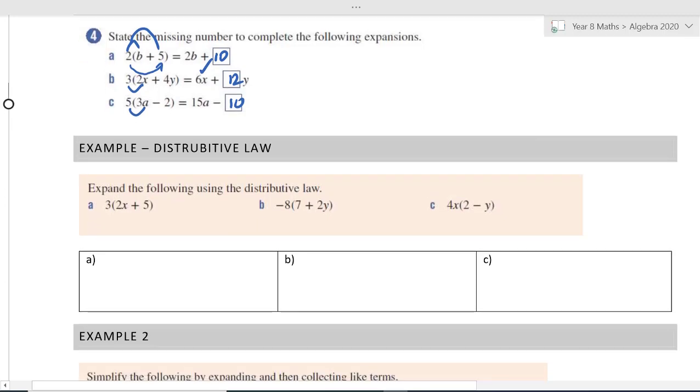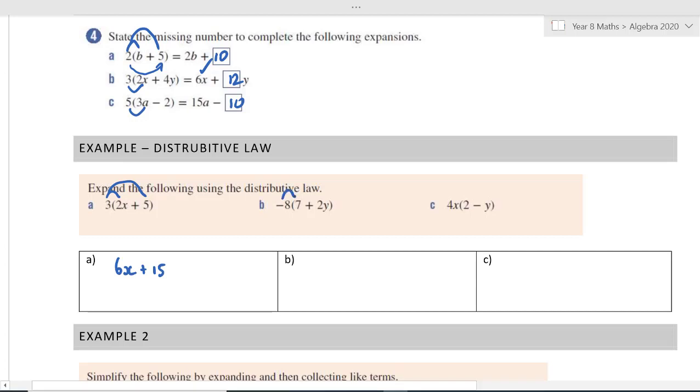Okay, so let's expand these ones together. 3 times 2x, let's do that. There's going to be two things. 3 times 2x is 6x, and then 3 times 5, hopefully we're filling this in as we go. 3 times 5 is, I'm going to give you a bit of a pass because it's the end of the day.